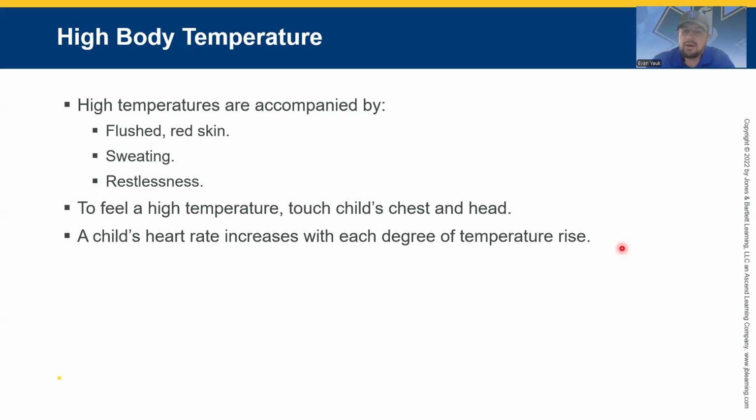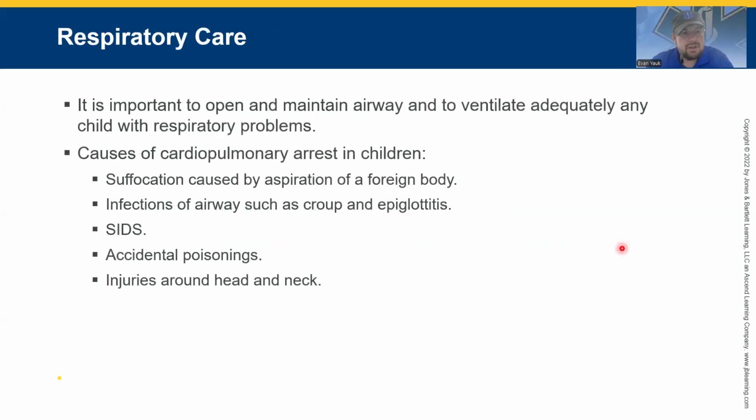If the heart rate's going up, our blood pressure's going up, and our respiratory drive is going to have to adjust for that. So like I said, cardiac will lead to respiratory will lead to cardiac. It is important to open and maintain the airway and to ventilate adequately any child with respiratory problems. Causes of cardiopulmonary arrest in children: suffocation caused by aspiration of a foreign body, so choking, infection of the airways such as croup or epiglottitis, SIDS, sudden infant death syndrome, accidental poisoning, or injuries around the head or neck.